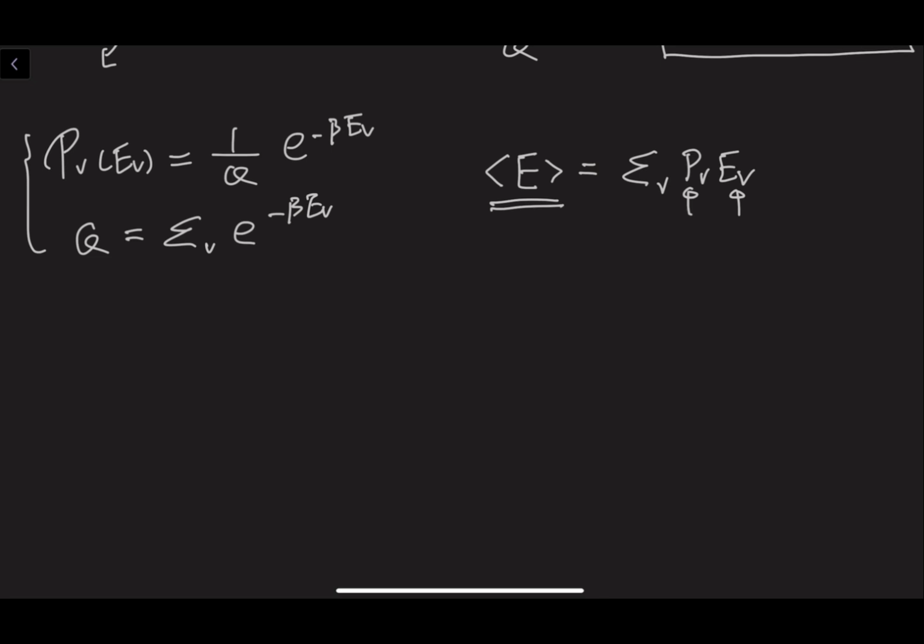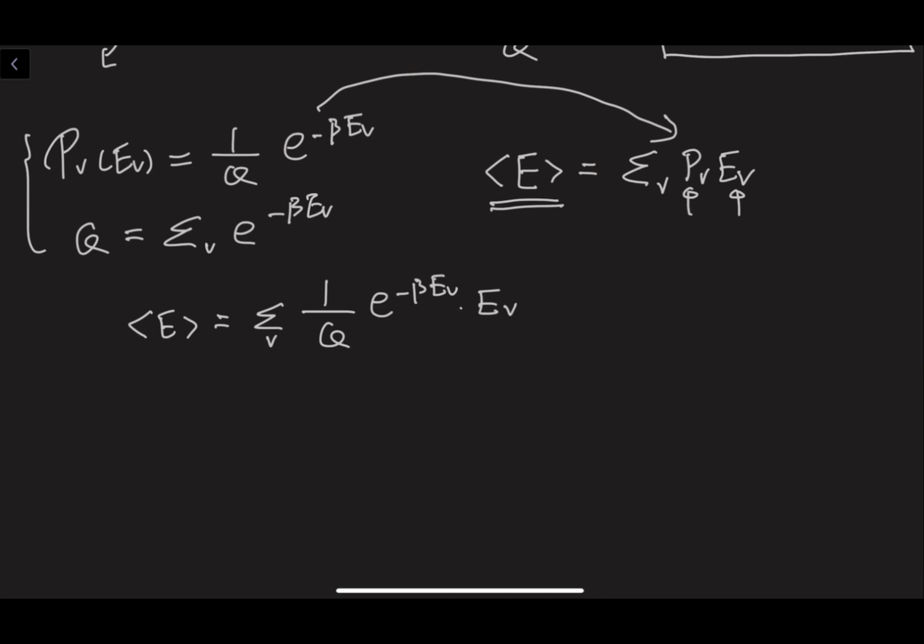Now, because we already know the expression for this P_v, we can simply plug this in here, and let's write down this calculation explicitly and see what we get for the average energy E of the system. So the average energy E simply equals the sum over all the states of the probability, so let's plug in the probability, which is e^(-beta E_v), and then you have E_v. Let me just put this 1 over Q here.